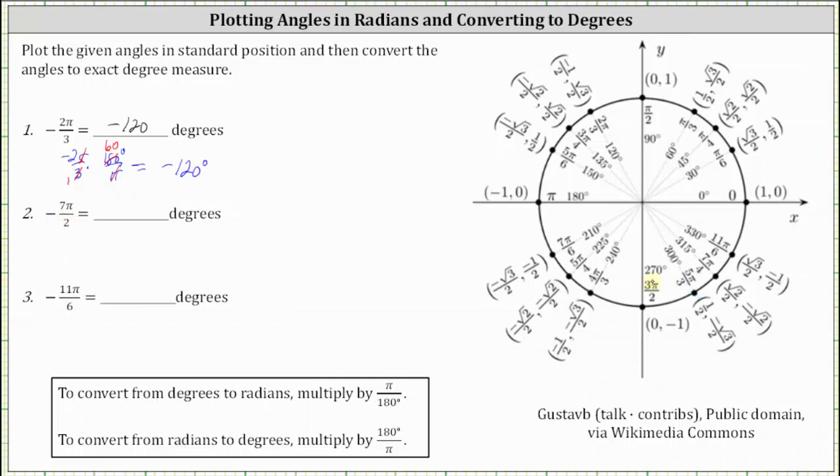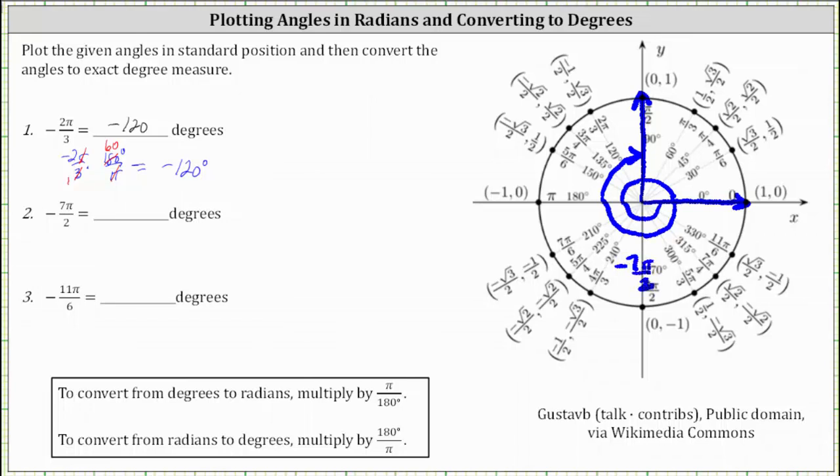In standard position, the initial side is along the positive x-axis, and now we rotate clockwise 7/2 pi radians. A quarter of a rotation clockwise would be negative 1/2 pi radians, and we can use it to determine the terminal side of negative 7/2 pi radians. We simply count by negative 1/2 pi radians. We have negative 1/2 pi, negative 2/2 pi, negative 3/2 pi, negative 4/2 pi, negative 5/2 pi, negative 6/2 pi, and finally negative 7/2 pi. This is the terminal side for the angle negative 7/2 pi radians.